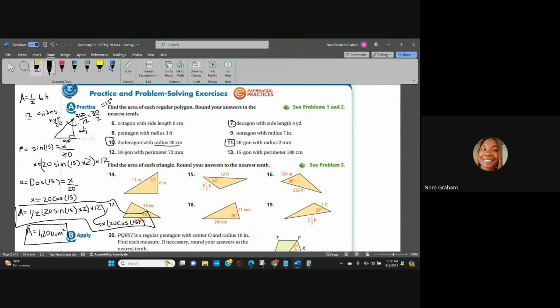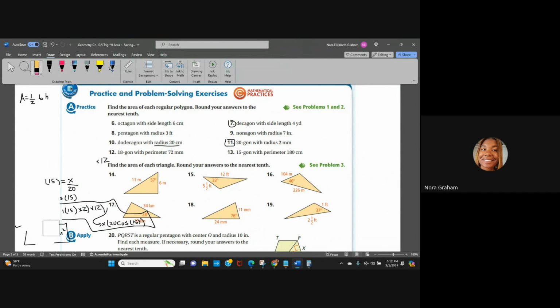So let's go ahead and do 7. I'm probably going to blow a little bit faster through these because I don't want this video to be like an hour long. So for 7, I'm going to move a little bit faster. All right, so 7, we have a decagon with side length 4 yards. All right, so a decagon is going to be 10 sides.